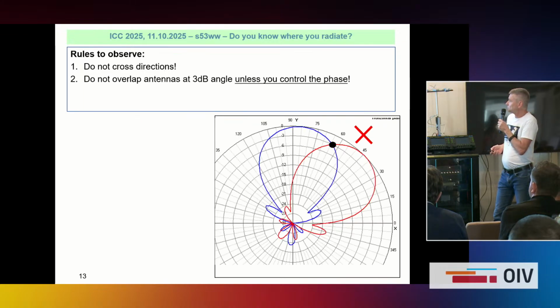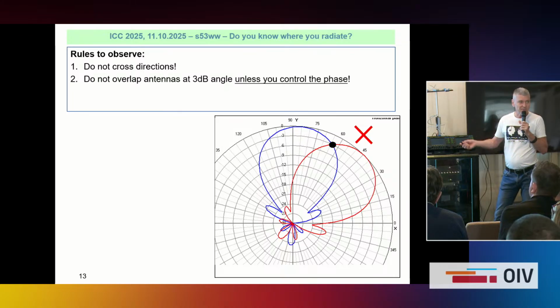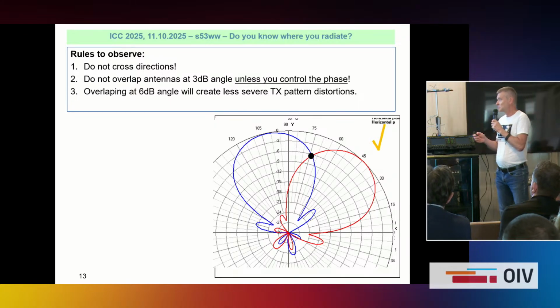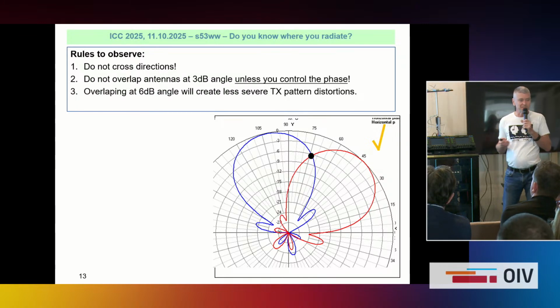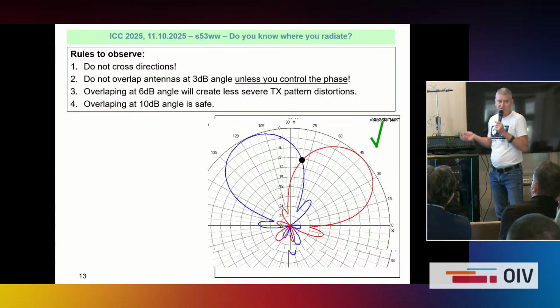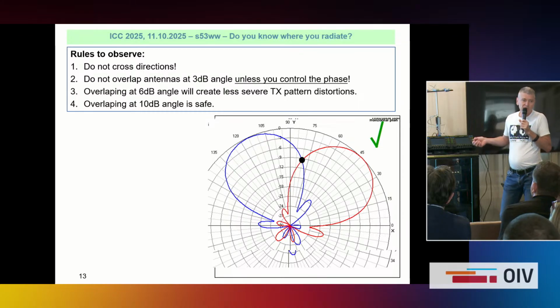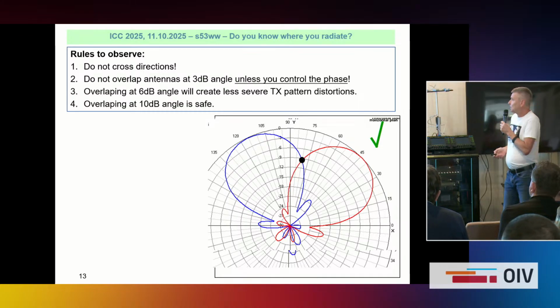Okay, rule number 2, never overlap antennas at 3 dB angle unless you control the phase. Because if you don't control the phase, you will get a null here. Overlapping at 6 dB is some distortion of the transmit pattern, but it can be considered fine or safe enough. And if you are at 10 dB, it's safe, right? Because at 10 dB, it means that in this direction you're not planning to transmit any useful signal, so it doesn't matter how much it distorts the radiation pattern here.